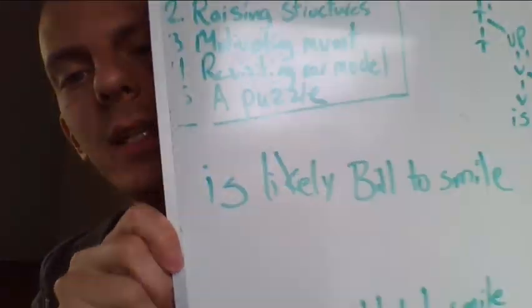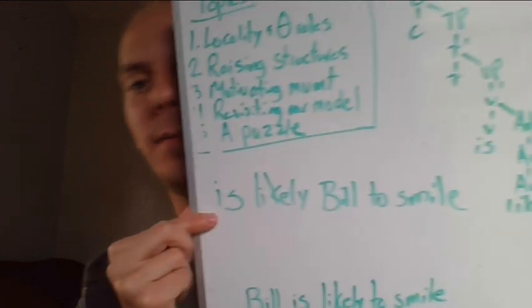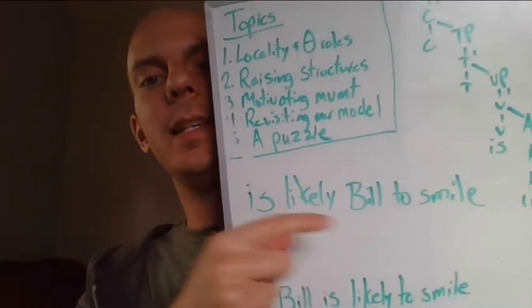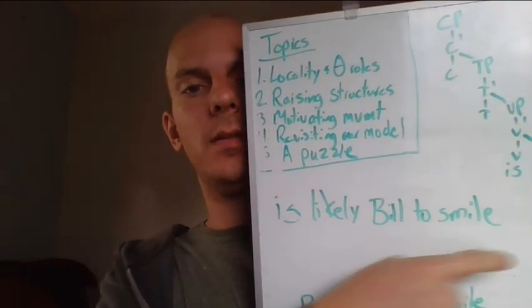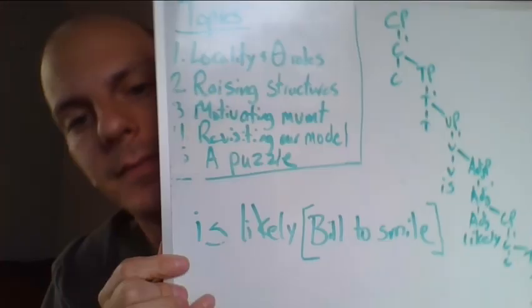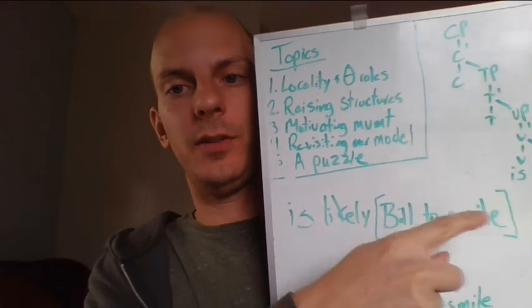So if we undo the strangeness of this sentence, the weird positioning of Bill, and we put Bill where we expect it to go, we get a sentence like this. Is likely Bill to smile. Is likely, and then this whole CP, Bill to smile, where there's a clausal boundary there. I'll denote this clausal boundary by this bracketing. Is likely Bill to smile.